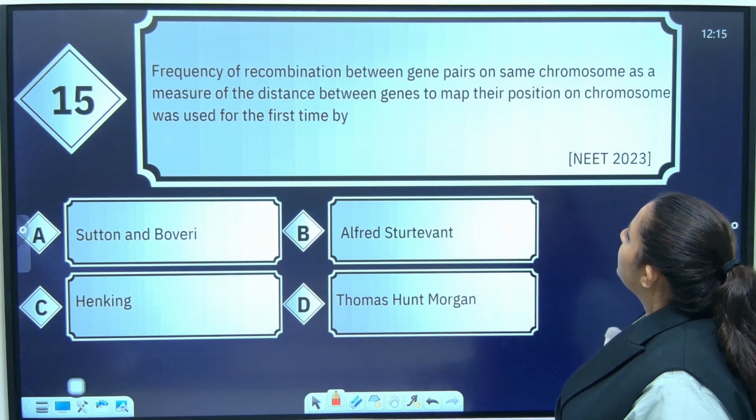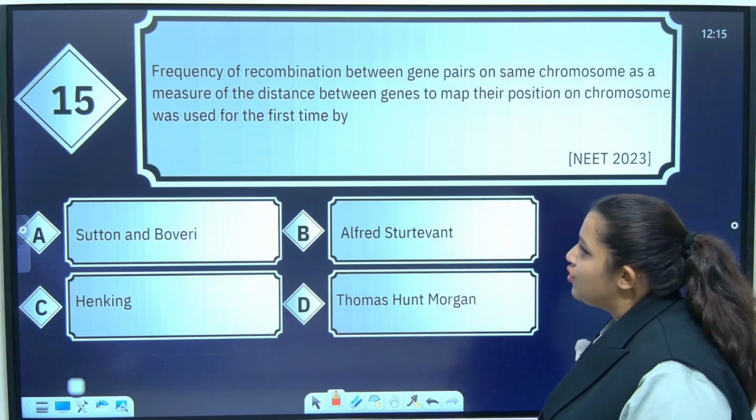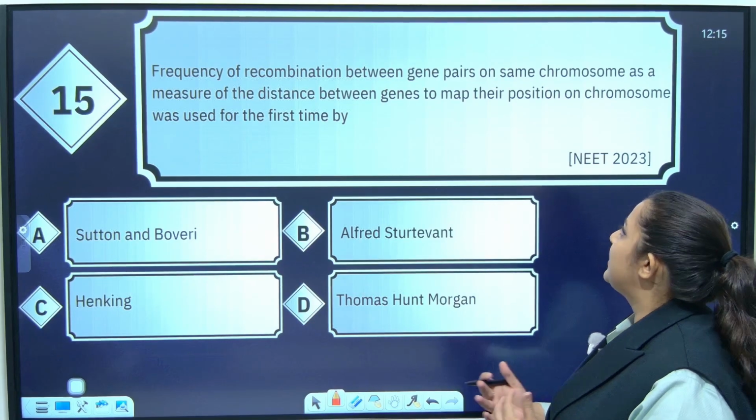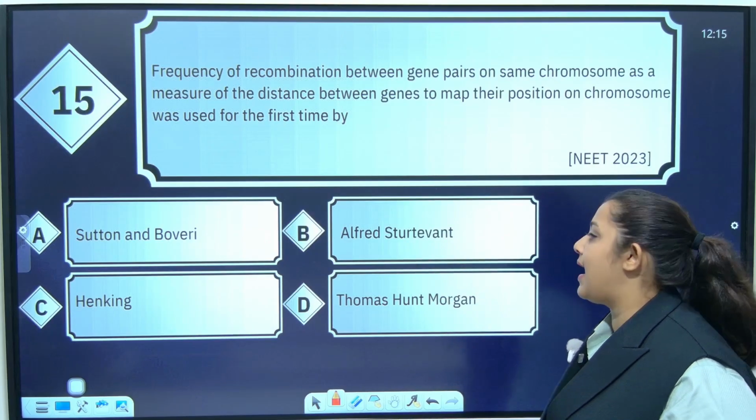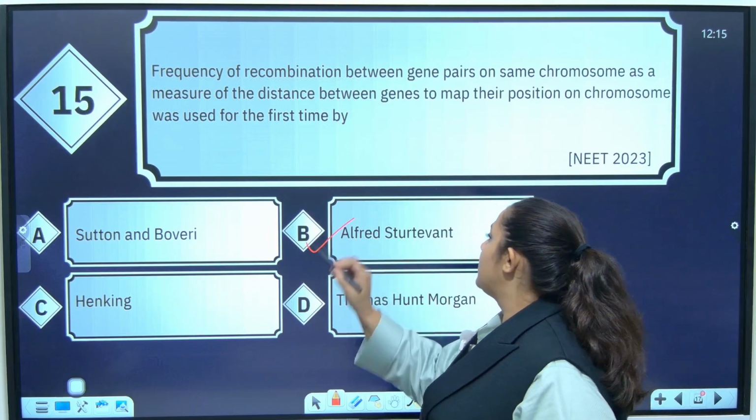Frequency of recombination between gene pairs on the same chromosomes as a measure of distance between the genes to map their position on chromosomes was used first time by none other than Alfred Sturtevant.